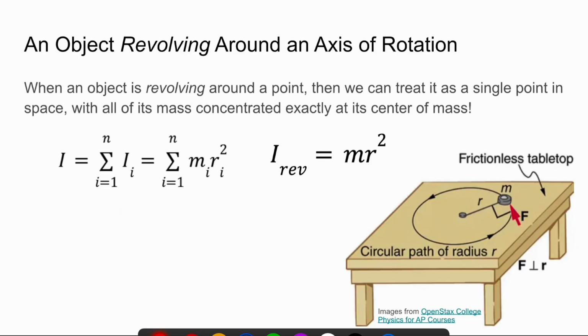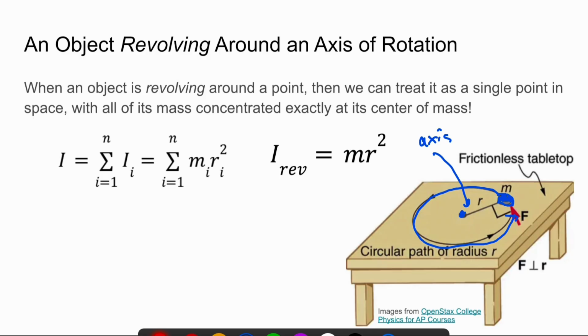However, there's one other specific thing that we're going to think about, which is, what if we take an object and we revolve it around an axis of rotation? So rather than just rotating it around an axis that's inside of itself, if we revolve it around an axis. So for instance, we've got this hockey puck over here, and this hockey puck is being revolved around an axis of rotation, right? So our axis of rotation is right here at the center.